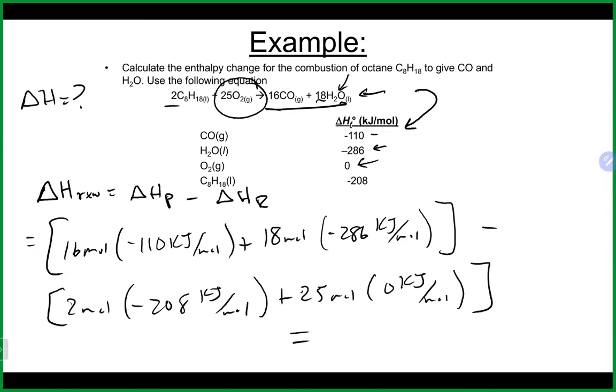16 times negative 110 plus 18 times negative 286 equals about negative 6908. We're then going to subtract it from 2 times negative 208. And it looks like it is negative 6492. I punched all that in, right?